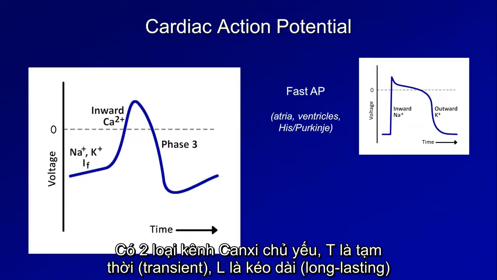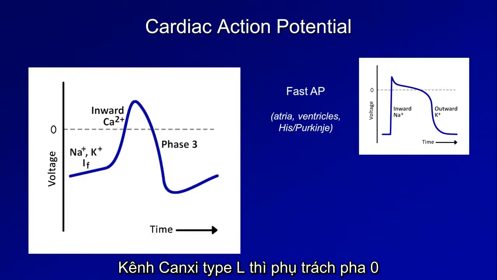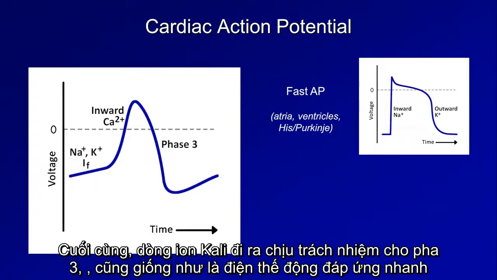As will be relevant when we talk about the calcium channel blockers, there are two main types of calcium channels, T for transient and L for long-lasting. It is the L type of calcium channel that is responsible for phase 0. Last, an outward potassium current is responsible for phase 3, just like with the fast response action potential.